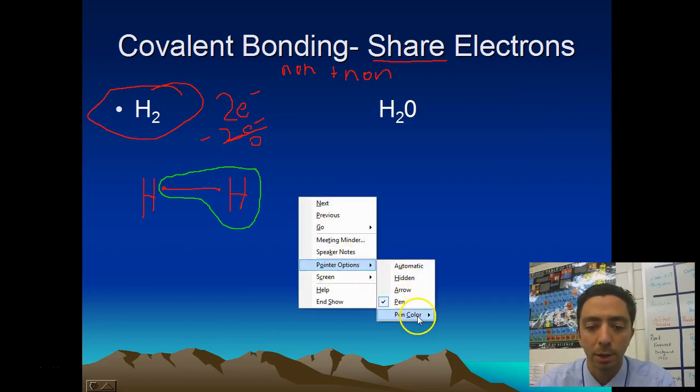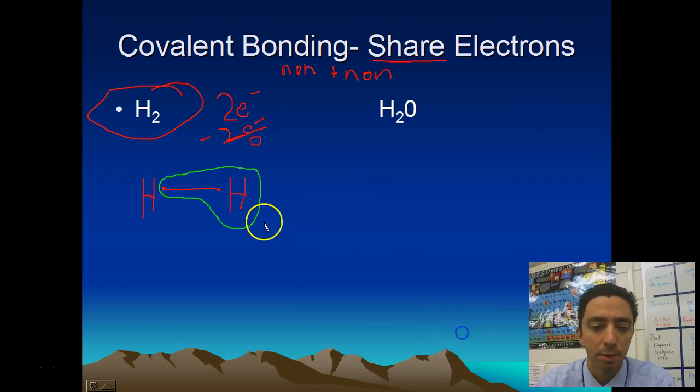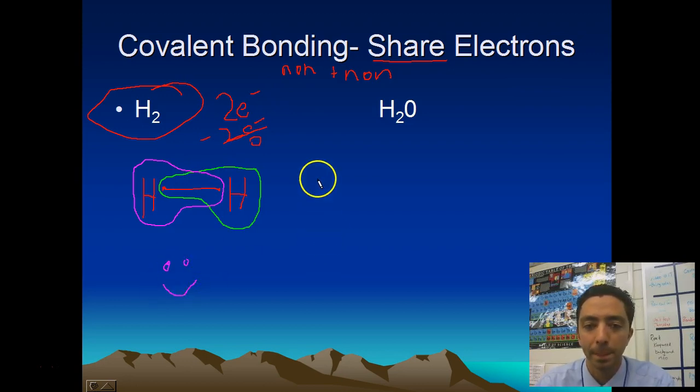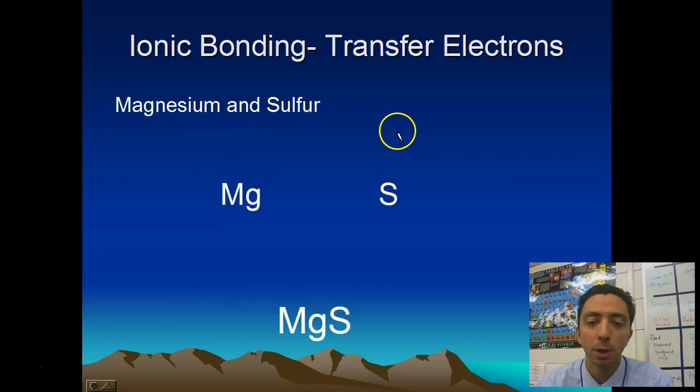My hydrogen on the left, let me switch colors again here. My hydrogen on the left also has access to 2 electrons, 1, 2. So they both have a full outer shell. That means they're both very happy, right? And we have formed a covalent bond. H2 is probably about as simple of a covalent bond as we can do. Let's look at H2O over here.